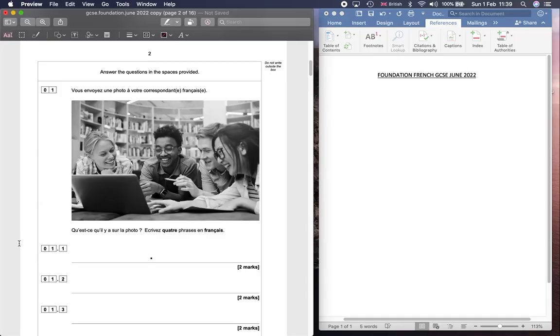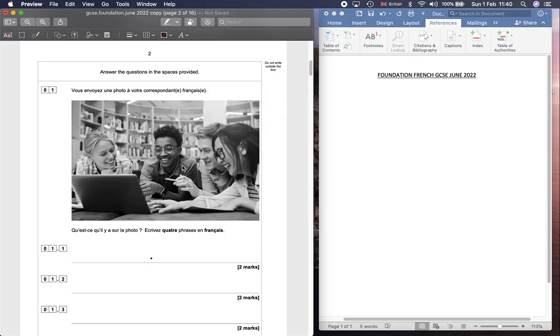Vous envoyez une photo à votre correspondante française ou correspondant français. So you are sending this photo to your French pen pal, and they're asking us, qu'est-ce qu'il y a sur la photo? Écrivez 4 phrases. What do you see? What is there on the photo? And write 4 sentences in French, obviously.